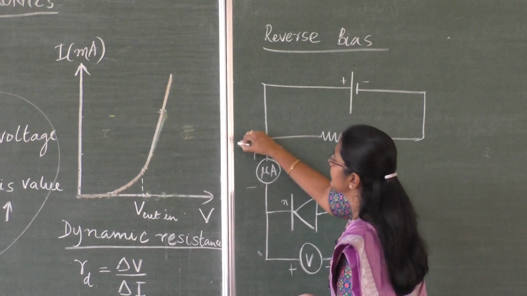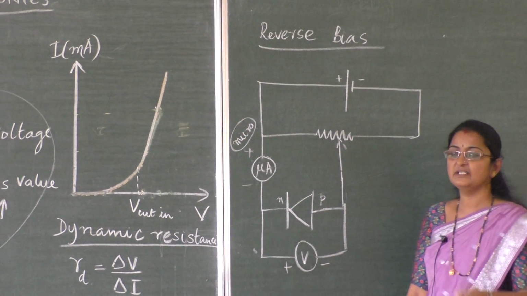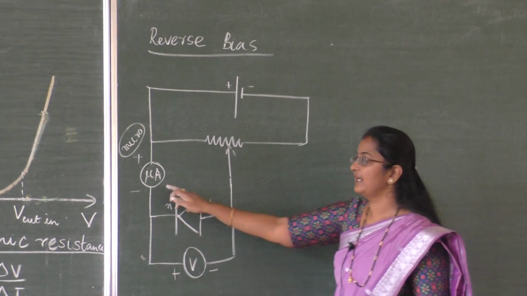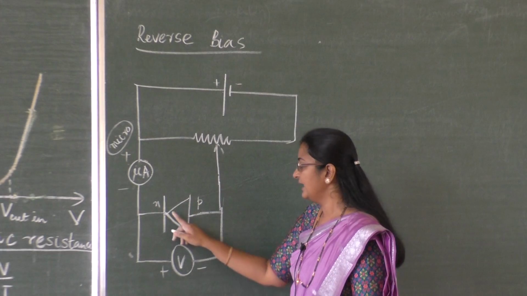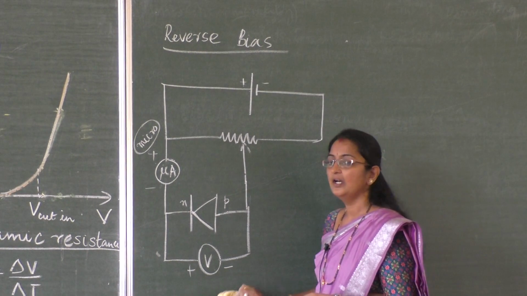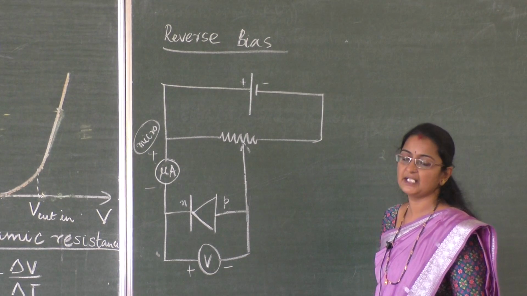This ammeter is micro, 1000 times lesser than milli. Milli is 10 to the power minus 3, micro is 10 to the power minus 6. And here n is this side, p is this side. So that is the difference you have to remember while doing the reverse bias circuit connection.